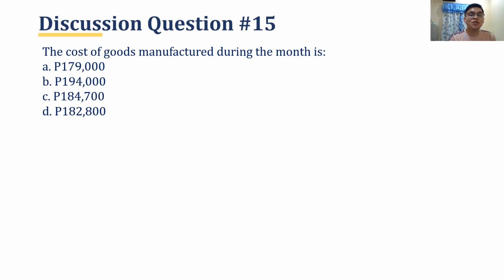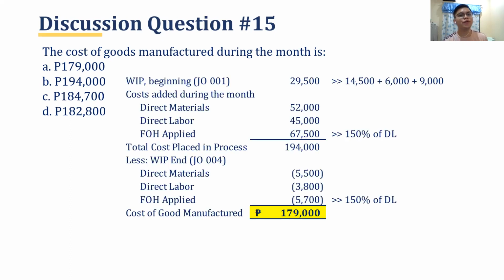So major consideration, wag mo lang kalimutan na merong beginning balance yung job 001 that you have to account. And of course, wag mo rin kalimutan that there's allocable cost for 004 that you have to retain as part of your work in process inventory end. And another thing to remember, for costing purposes, for your cost of goods manufactured, gamitin mo muna yung factory overhead applied. Yan, for number 15, here's how you solve.